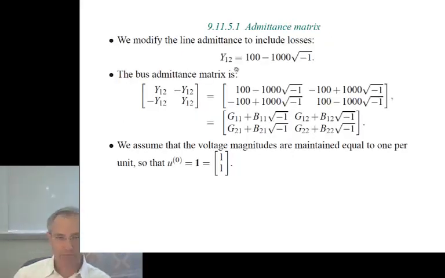So let's modify the line admittance compared to the previous case to include losses. The Y12 entry will be 100 minus 1,000 square root of minus 1. In the bus admittance matrix, as always, the diagonal entries are the admittances connected to the corresponding buses. The off-diagonal entries are minus the admittance joining the buses. We'll assume that the voltage magnitudes are maintained equal to 1 per unit, so U0 is a vector of 1s.